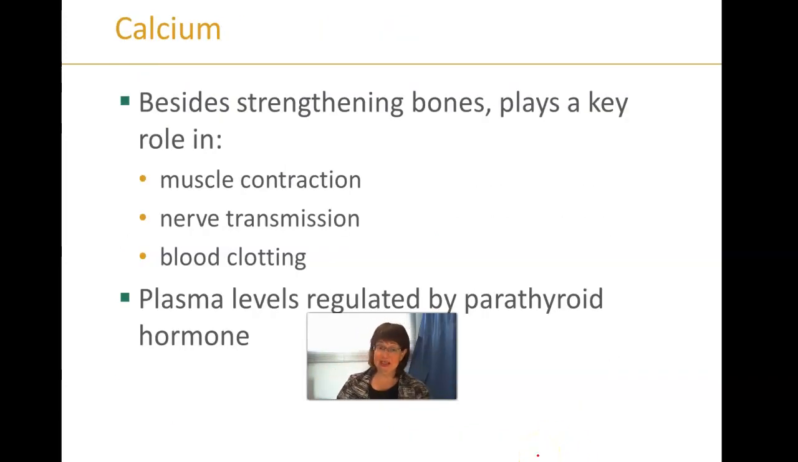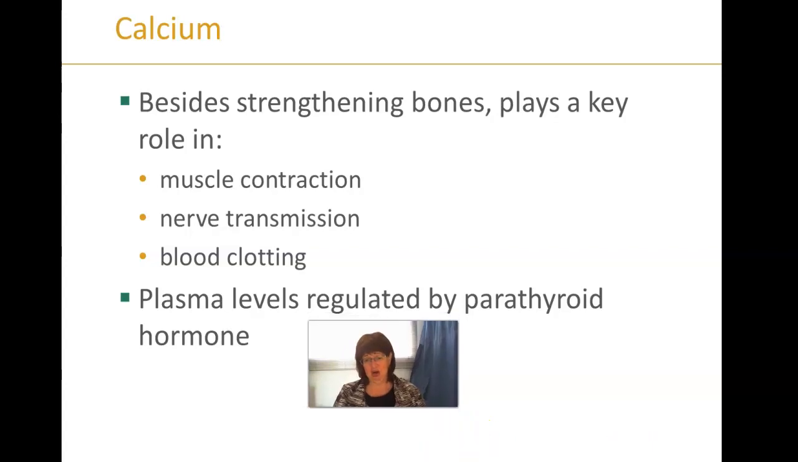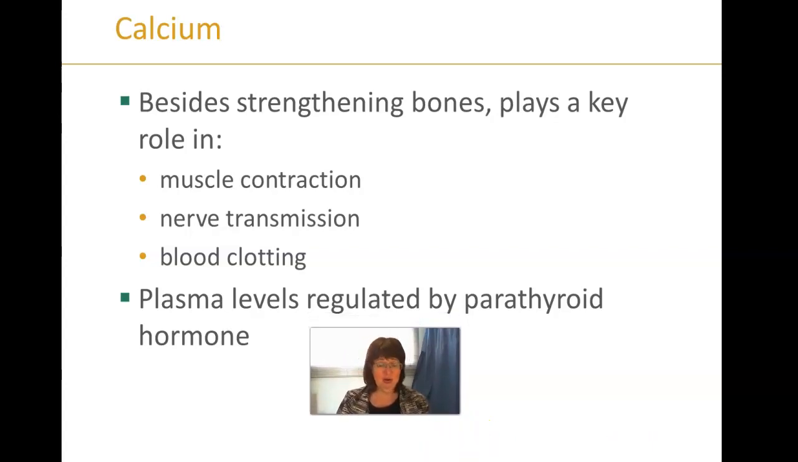Calcium. We've talked about calcium before in terms of calcium strengthens your bones. Calcium is used in muscle contraction. Calcium is used in triggering that part of the axon to release neurotransmitters, so it'll affect nerve transmission. Calcium is used as a cofactor in the clotting cascade. So if there's a change in calcium, it will affect all these things. Remember how we talked about calcium levels are regulated by the parathyroid hormone and also calcitonin from the thyroid gland.